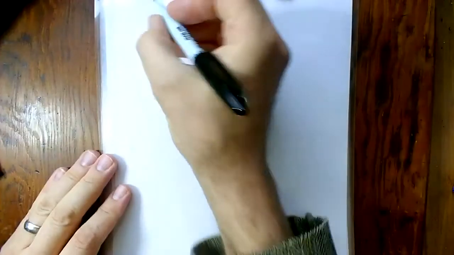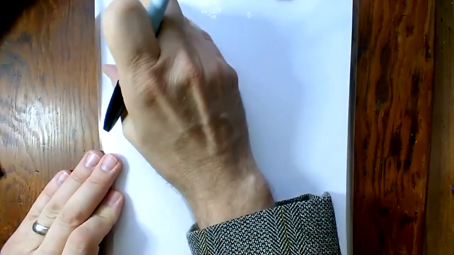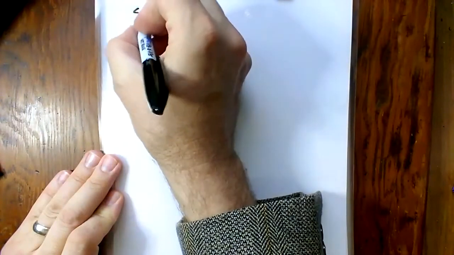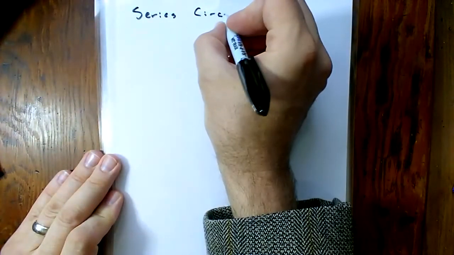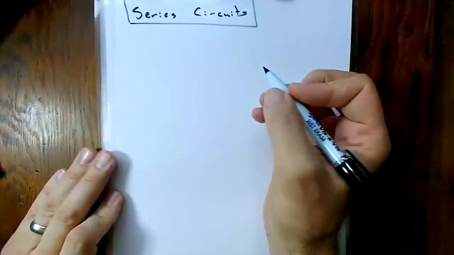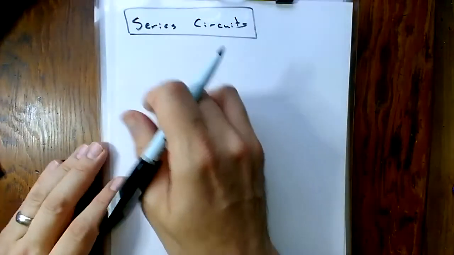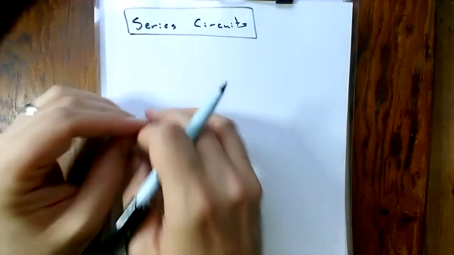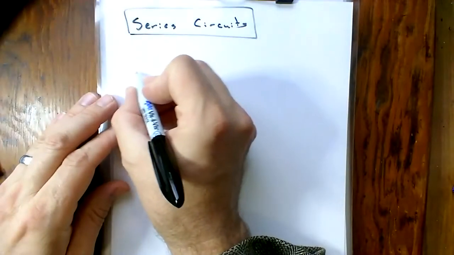Okay, we are going to be talking today about series circuits. And a series circuit is quite literally a circuit where everything is just in one line. It's in one solid circle.